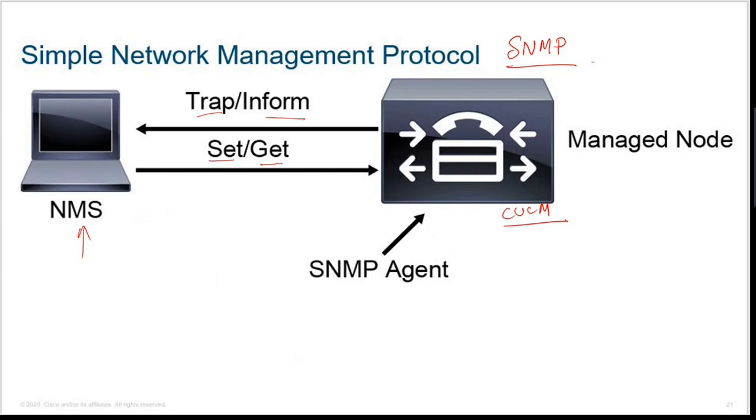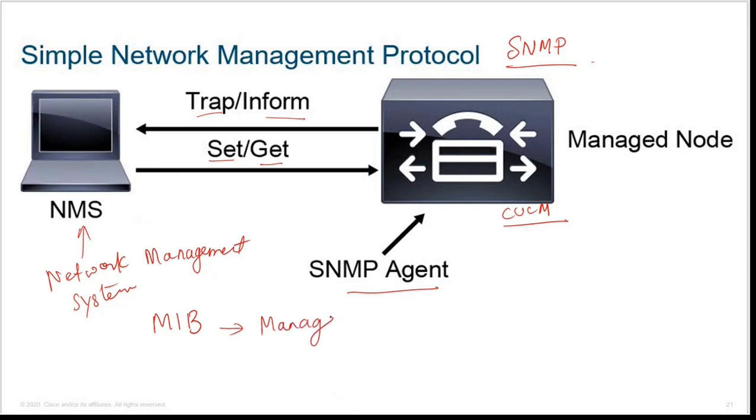The different components SNMP has are the NMS, the SNMP agent, and the MIB. NMS is the Network Management System. The SNMP agent is the device or the managed node that needs to be monitored. MIB is the Management Information Base. This is the database where all these SNMP messages can be stored.